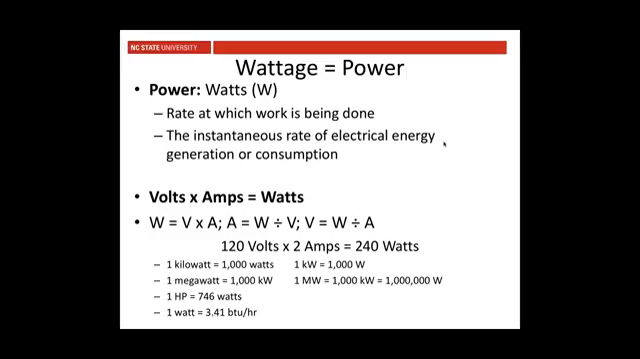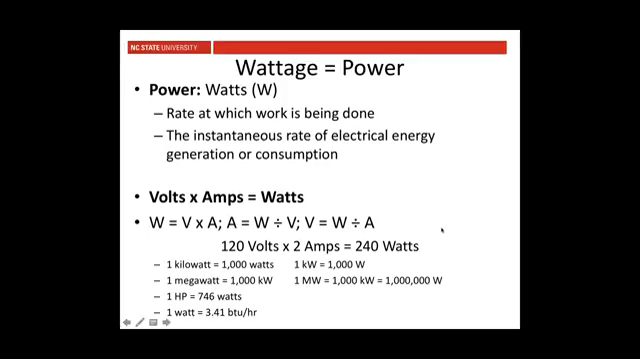Power equals volts times amps, watts equals volts times amps, amps equals watts divided by volts, volts equals watts divided by amps. You can change that equation around however you need to. And if you've got two of those factors, you can always find the third. There's just an example down here. 120 volts times 2 amps equals 240 watts.